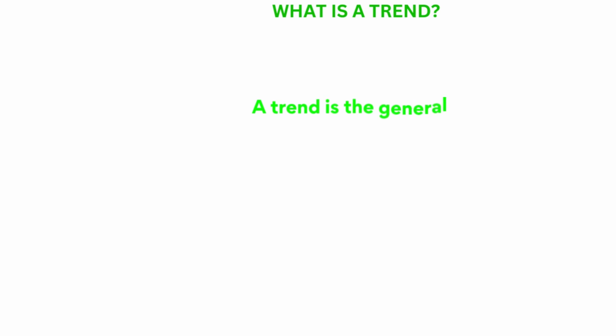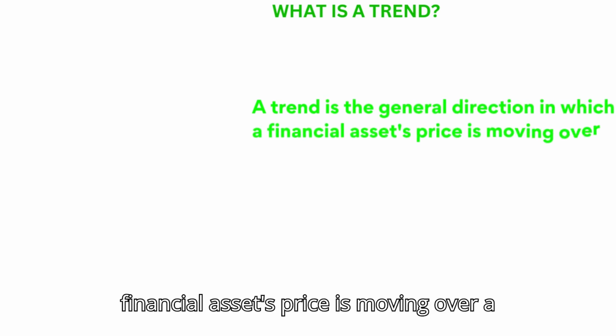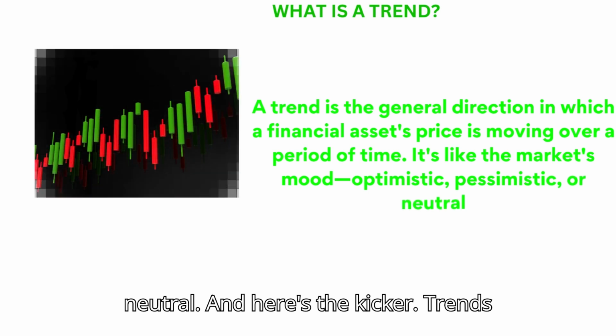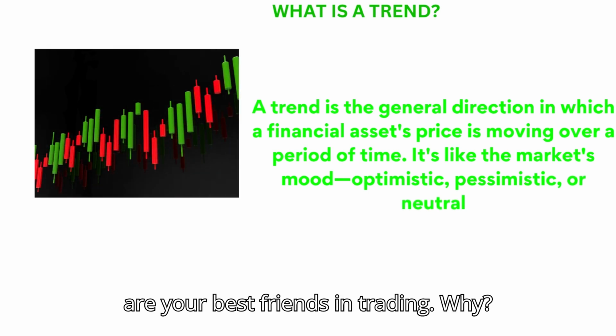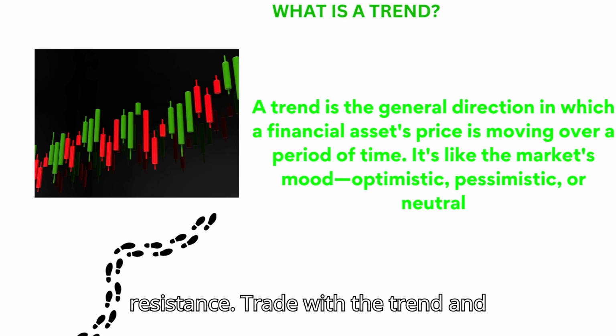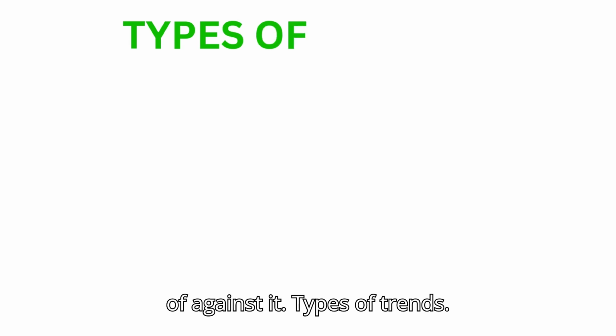What is a trend? A trend is the general direction in which a financial asset's price is moving over a period of time. It's like the market's mood: optimistic, pessimistic, or neutral. And here's the kicker: trends are your best friends in trading. Why? Because they show you the path of least resistance. Trade with the trend, and you're swimming with the current instead of against it.